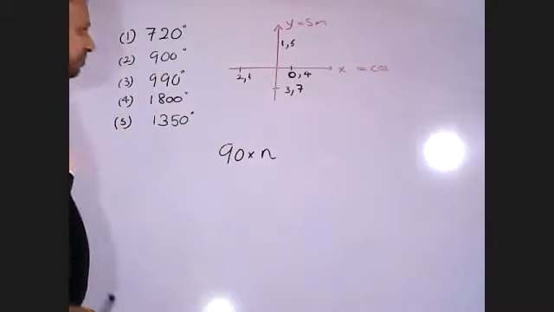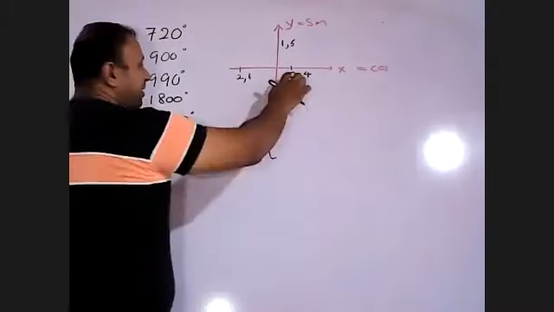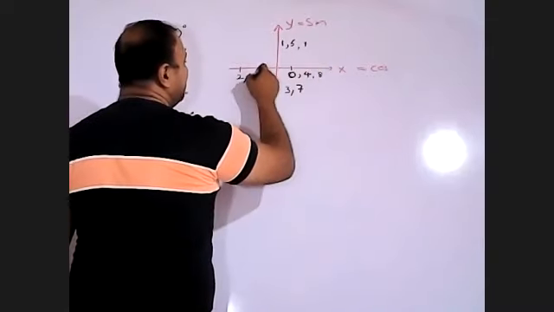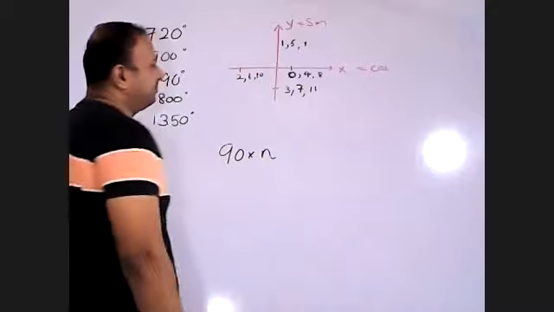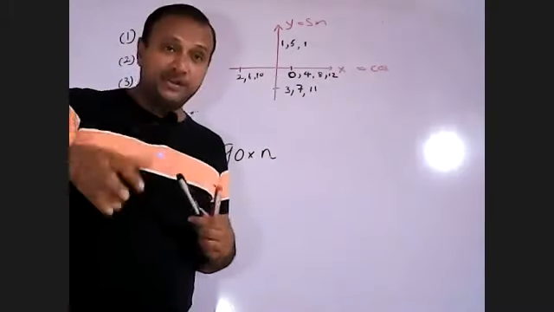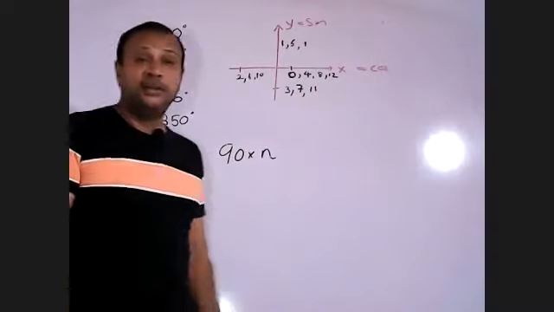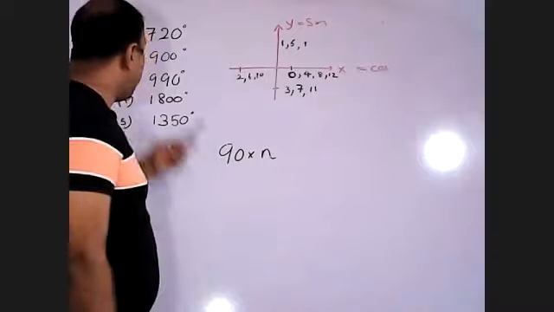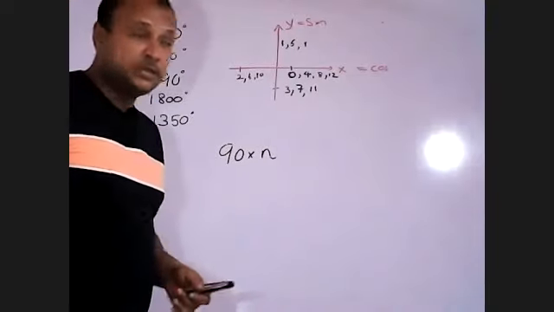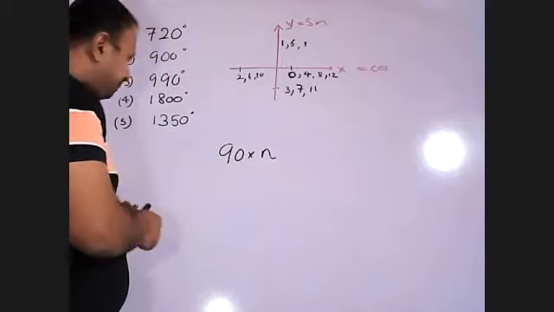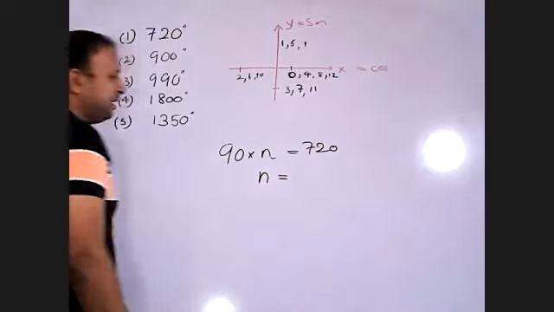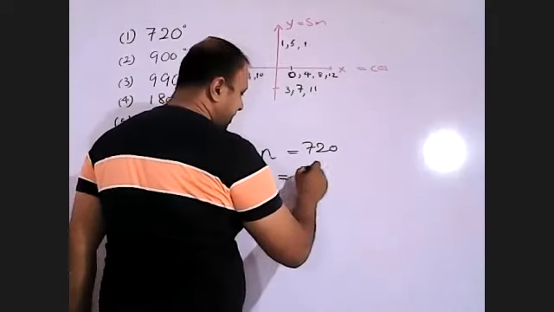7. Now it is easy, no? n is 0, 1, 2, 3, 4, 5, 6, 7, 8, 9, 10, 11. Here 12. Likewise, you can identify the axis on which an angle is located. Suppose you want to find 720. 90 times n equal to 720. That means n is equal to 8, no? n is equal to 8.